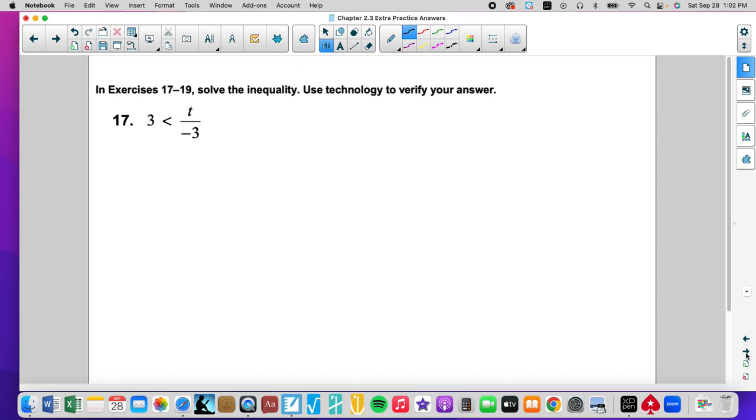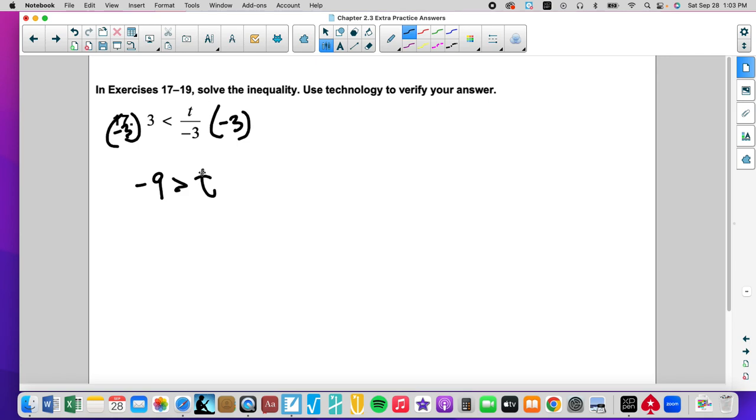In 17, solve the inequality. Use technology to verify your answer. Ooh, now that's interesting. Let's see what type of technology we're going to use. Let's multiply both sides by -3. We get -9 is, whoa, Mr. Mac, you almost forgot to flip the inequality sign. His t is less than -9. So if I had to use technology to verify your answer, I mean, would I use Desmos?